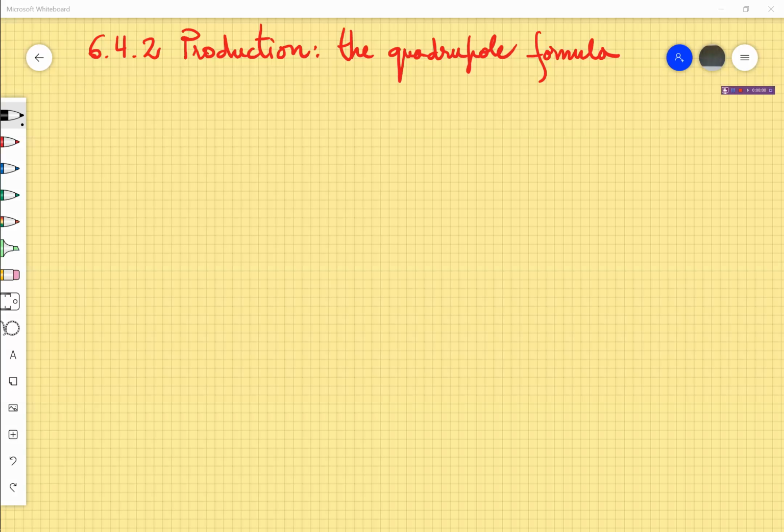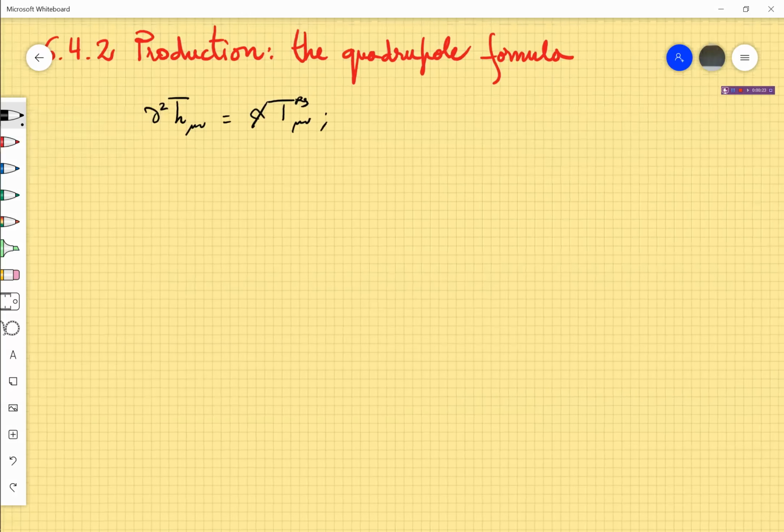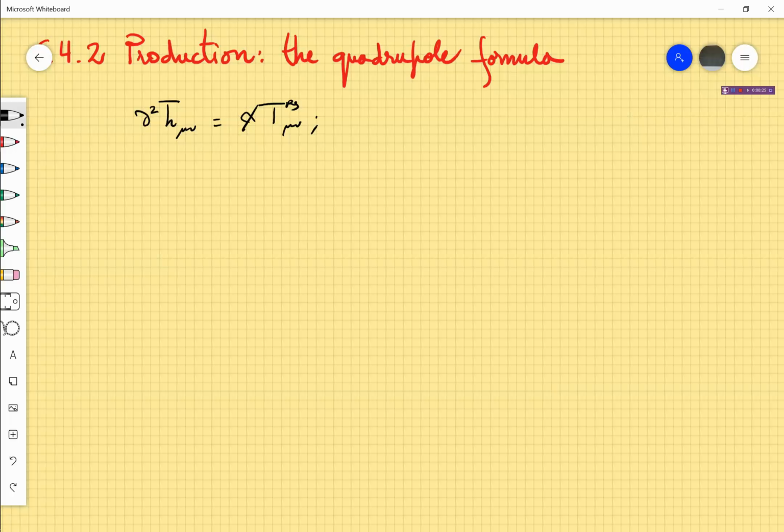In this video, we are going to relate the gravitational waves whose propagation we just studied to the sources that produce them. This relation is provided by the equation that we derived in the weak field approximation, which has this form at the lowest order. And let me remind you what all these things are.